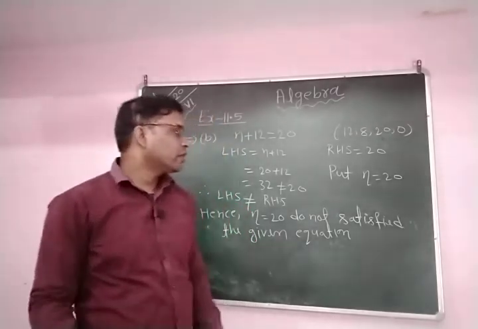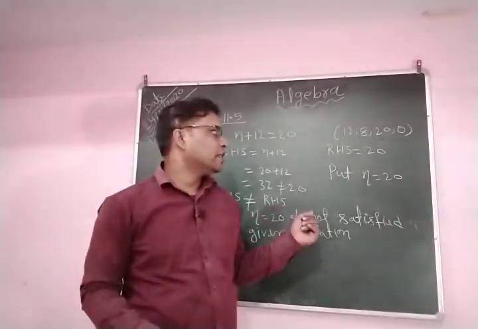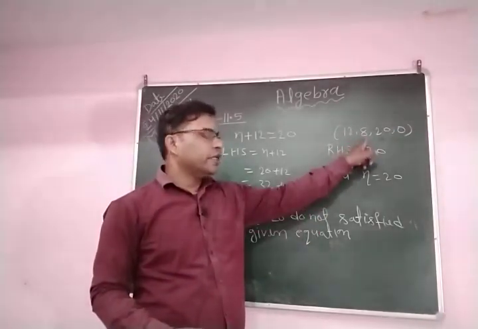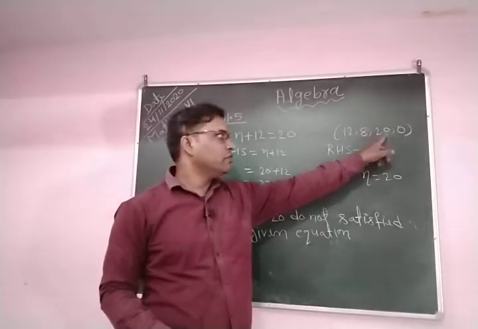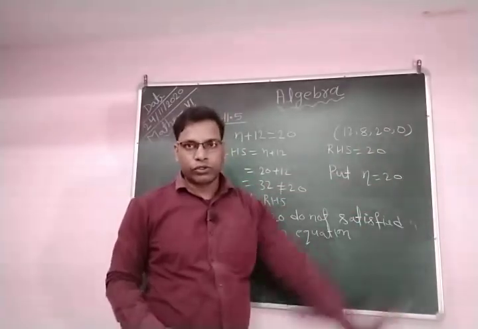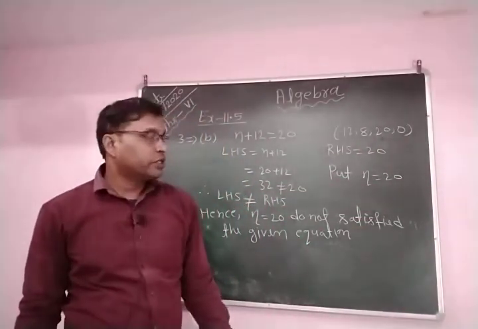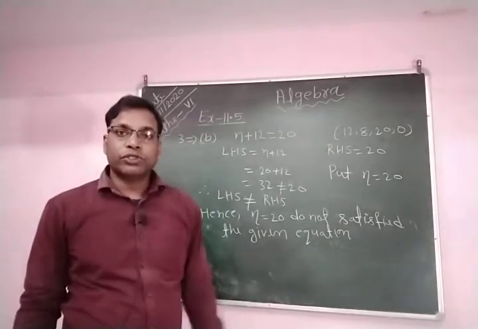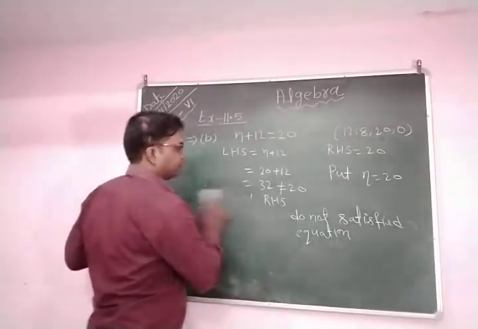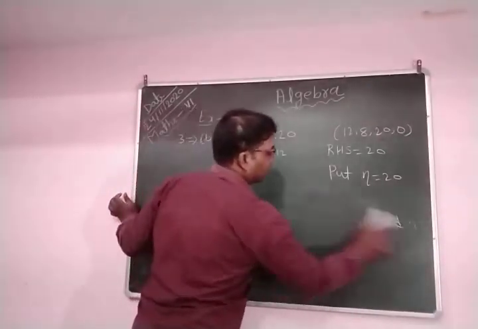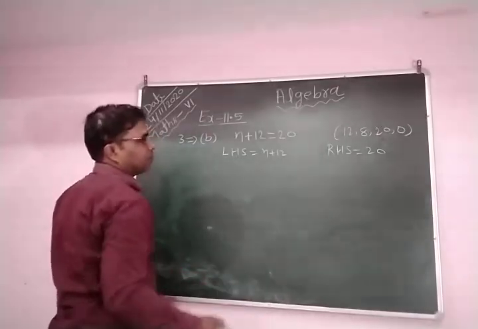So here you can see n is equal to 12 and n is equal to 20 are not satisfying the equation. Only n is equal to 8 satisfies this equation, so it is the solution of this equation. Now we have only one value left, n is equal to 0. Let's see whether n is equal to 0 is the solution of the given equation or not. First we erase this. This is the last value of n in the given bracket.